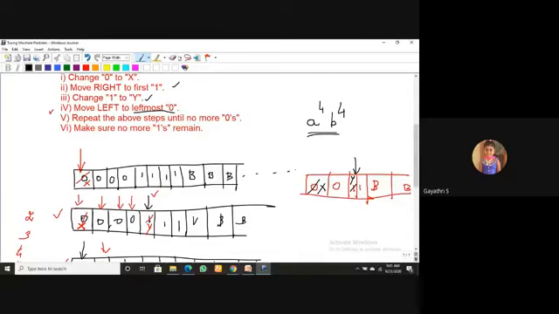So for the next step, what's the direction you should move? The direction is left. So I will come one step here. I'm reading. This is 0. Yes, okay, this is 0. But I can't know this is the leftmost 0. Sometimes this may be an in-between 0, right? So I couldn't say this is the leftmost 0.